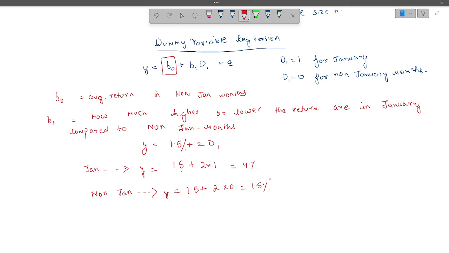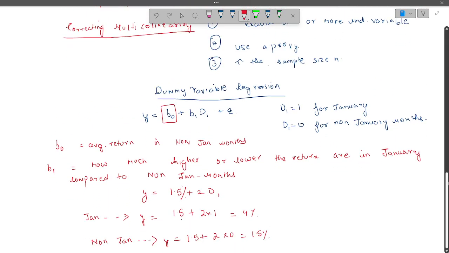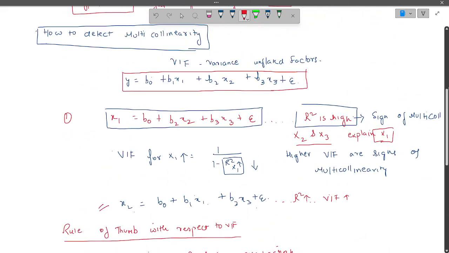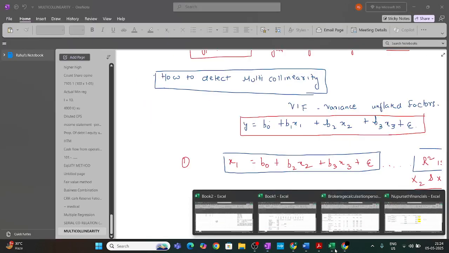Guys, are we good? Have you understood this? Yes or no? बोलो अभी तक समझ आया? Yes, sir. Mehak and the rest. Yes, sir.